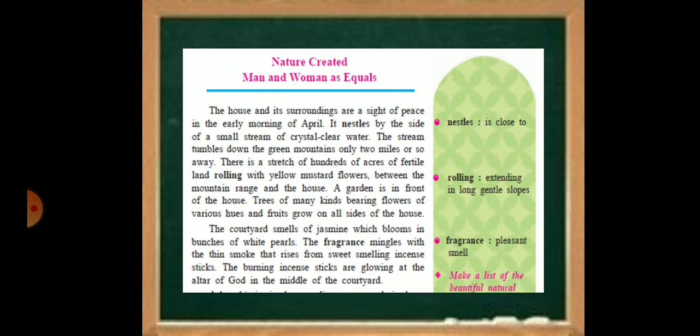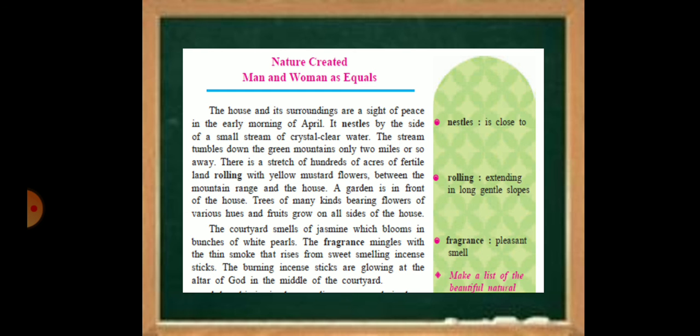What you see is the house is near a stream which is having crystal clear water. Then the water is tumbling down. Tumbles down means it is going down the slopes of the green mountains. Now there is a stretch of hundreds of acres of fertile land which rolls down with yellow mustard flowers, which rolls down between the mountain range and the house.